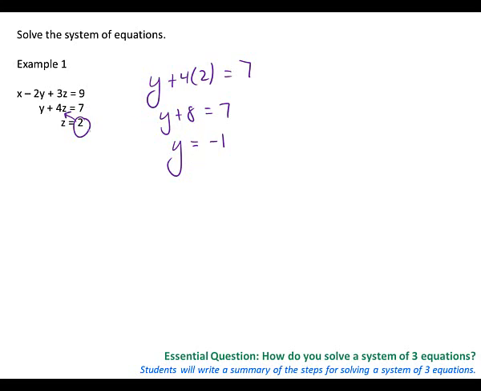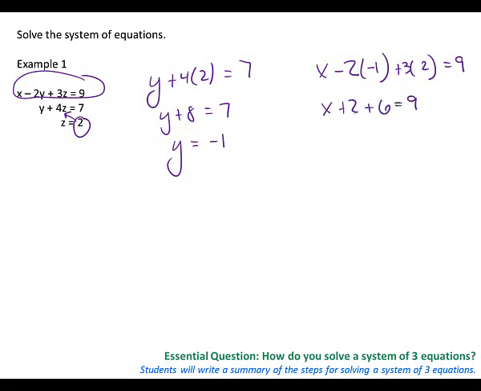Now I'm going to take both the 2 and the negative 1 and sub it into this first equation here. So I've got x minus 2 times what? Negative 1. Negative 1 plus 3 times what? 2. 2 equals 9. What's negative 2 times negative 1? 2. 3 times 2 is? 6. x plus 2 plus 6 equals 9. What's 2 plus 6? 8. And then what do we need to do to move the 8?